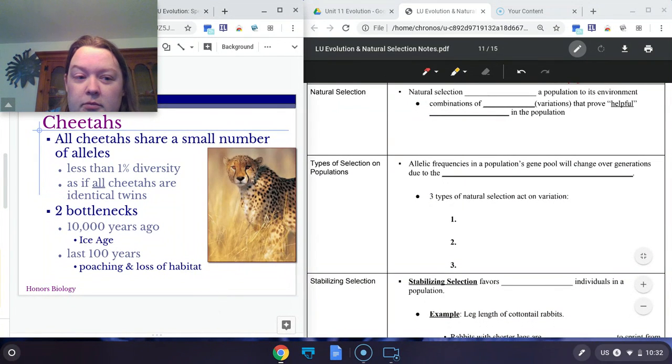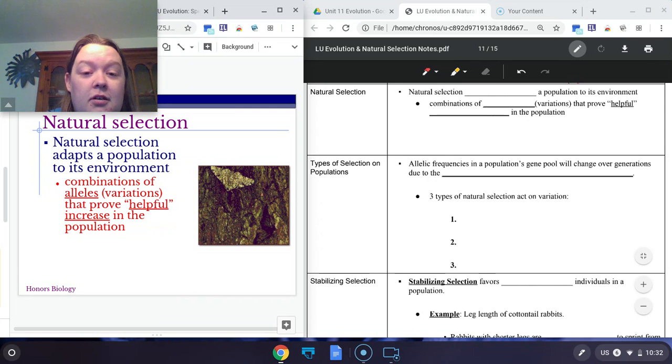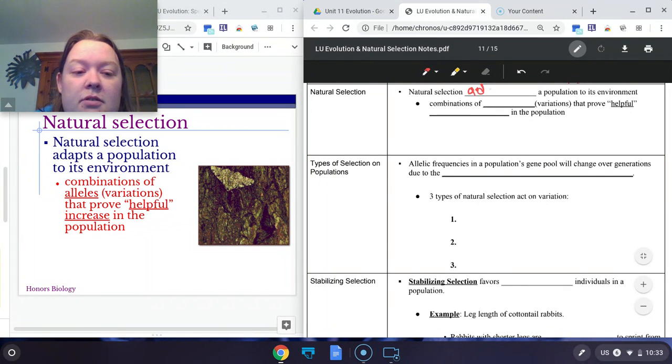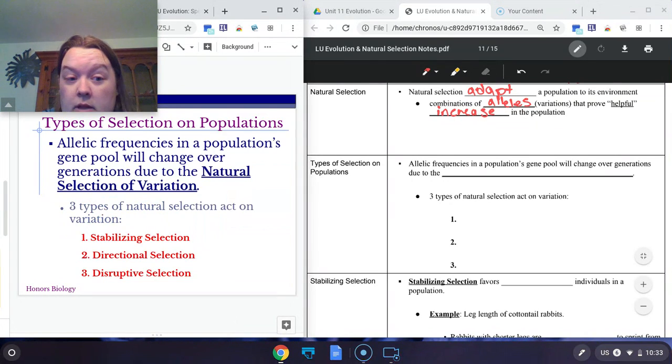Okay. Spiel over. Now we're going back to evolution in populations. So natural selection, again, is going to help adapt a population to its environment. And having a greater combination of alleles is going to be more helpful in the population. Alleles that are most beneficial are going to be the ones that increase over time. And that's natural selection. Nature chooses the best traits.